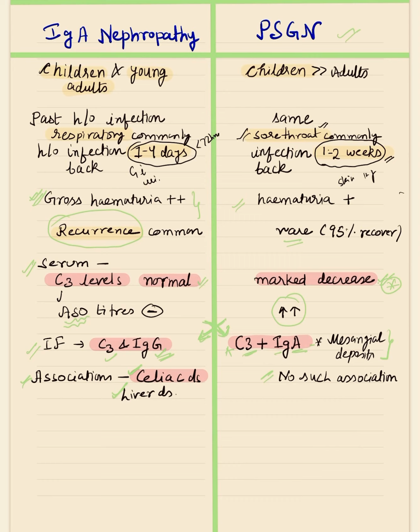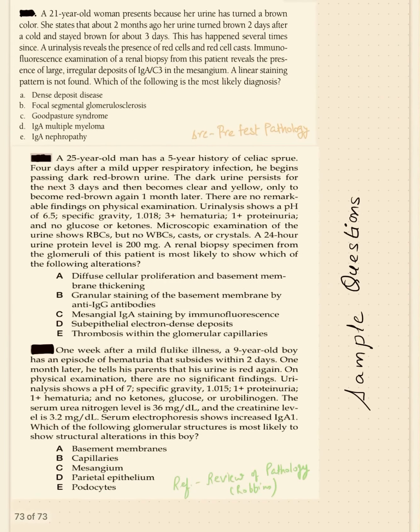So these are the important salient differences between PSGN and IgA nephropathy. And let's see some sample questions. There's this question: a 21-year-old woman presents because her urine has turned a brown color.